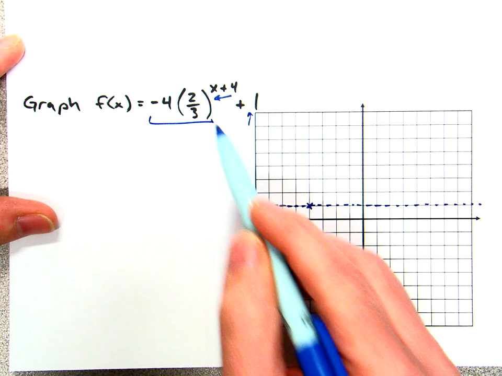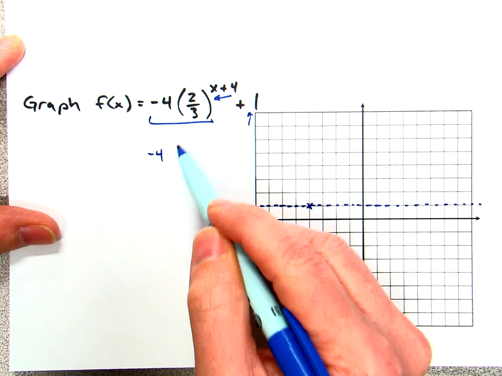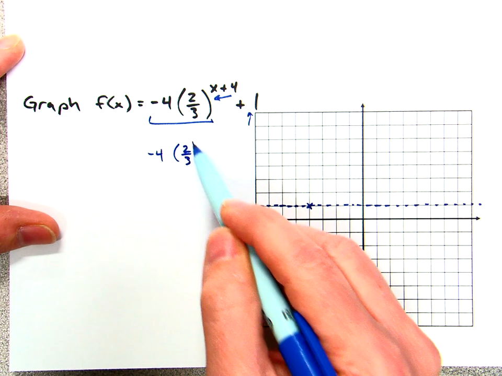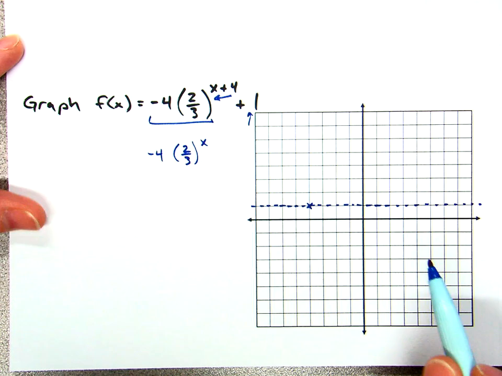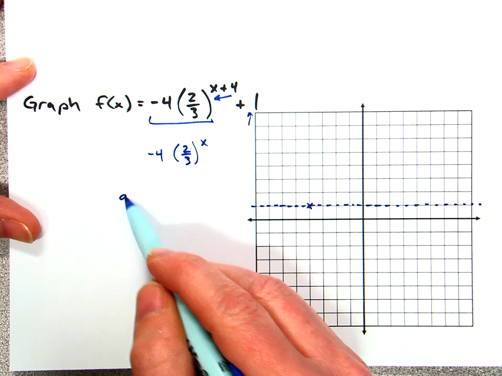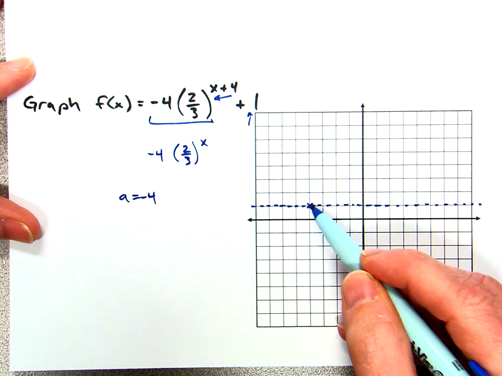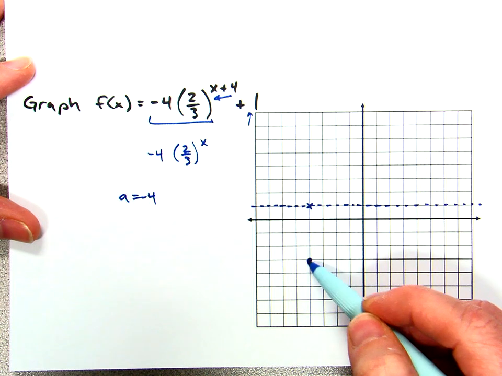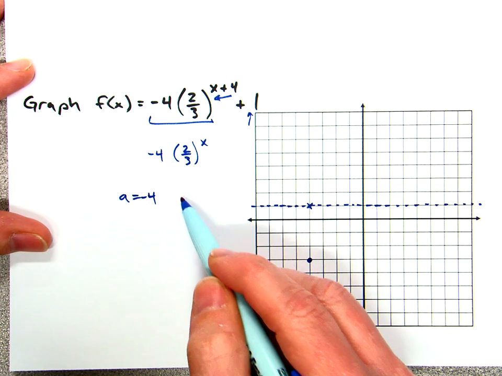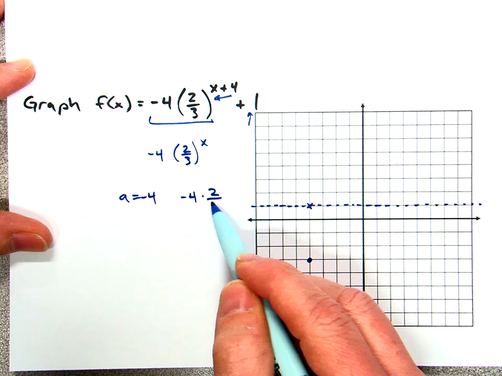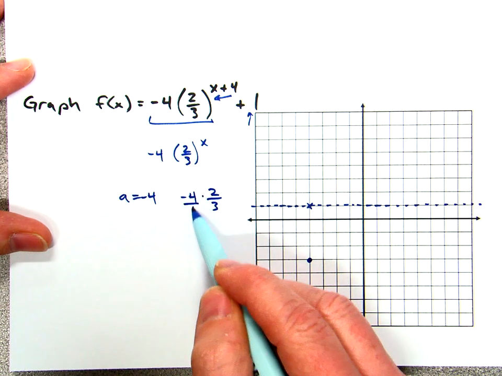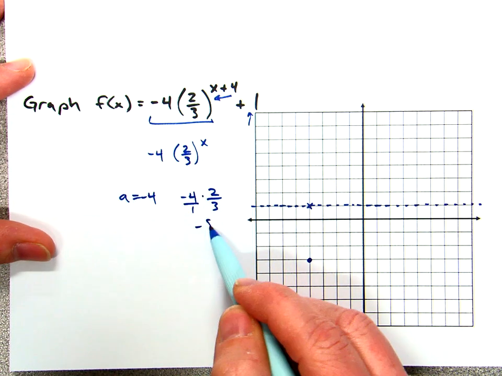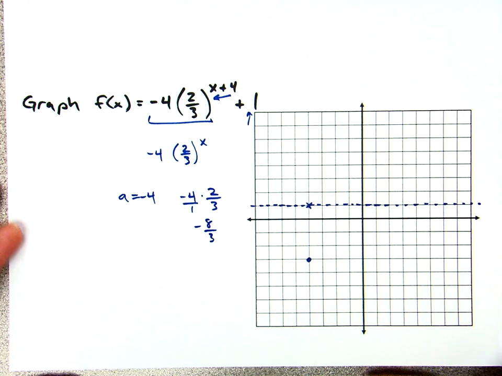Now I can focus on the basic portion of this exponential. I don't need the shifted portion anymore. So I'm going to start with A, which is just -4. So from here, since it's negative, -4, 1, 2, 3, 4. If I move to the right one, I'm going to use A times B. Right? We can multiply fractions straight across. So this is what? -8/3.